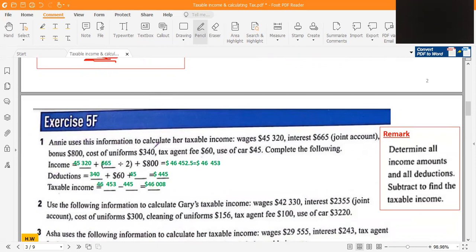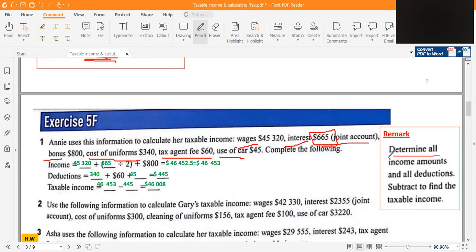Annie uses this information to calculate her taxable income. Wages are a source of income. Interest on joint account, so 665 should be divided by 2. Bonus, income. Cost of uniforms, deduction. Tax agent fee, tax deduction. Use of car, also tax deduction.